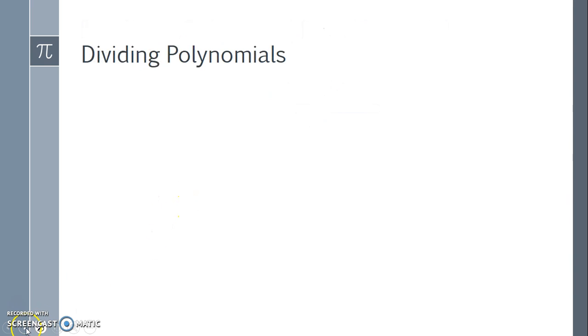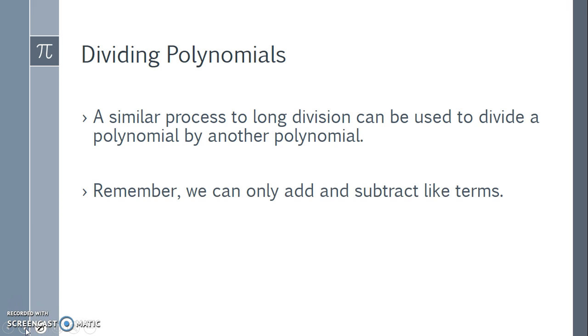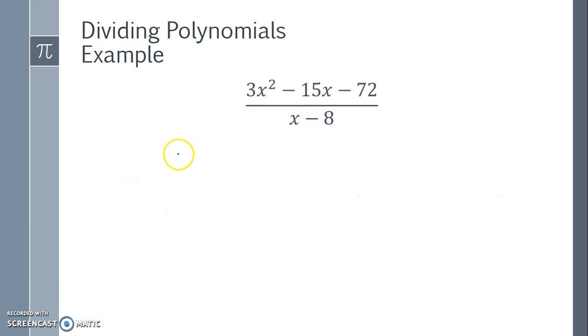Dividing just polynomials. A similar process to long division can be used to divide a polynomial by another polynomial. Remember, we can only add and subtract like terms. Okay, so let's look at an example. So we have 3x squared minus 15x minus 72 all over x minus 8. Okay, so we're going to set this up like long division like you did in elementary school. So we'll have x minus 8, do our division symbol, and put underneath of it the big quadratic here, 3x squared minus 15x minus 72.